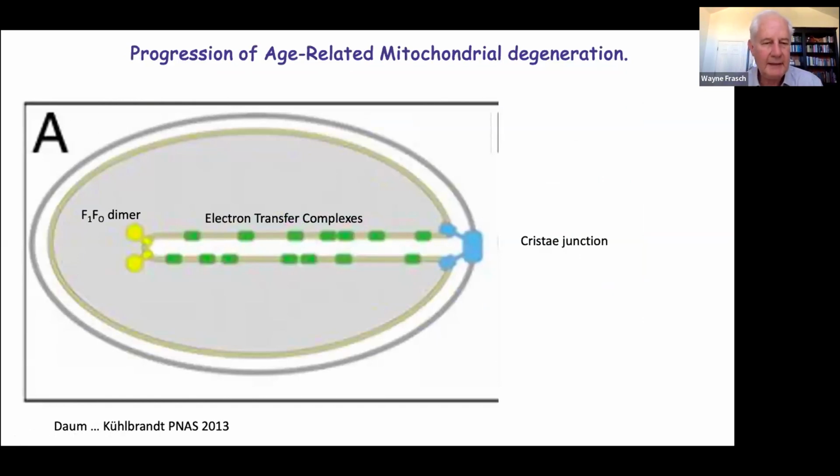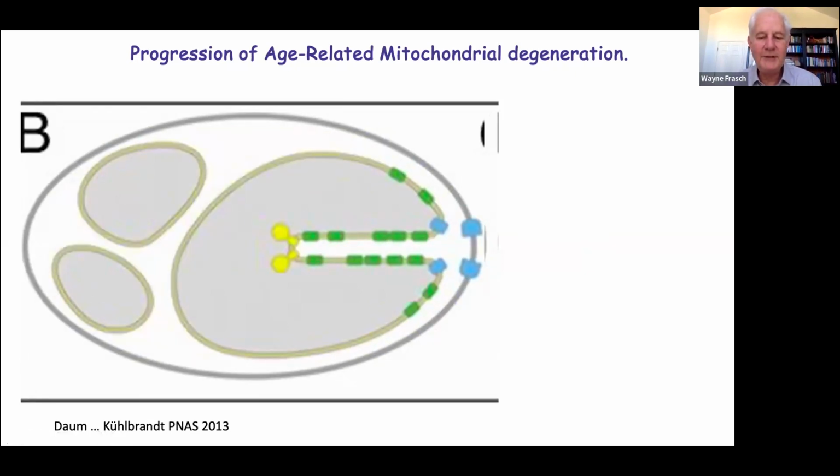So this is an animation of what we think is going on here, that in your healthy young mitochondria, you have nicely formed cristae, where you have your dimers that are at the very end forming this curvature. At this end, you have proteins that are forming a cristae junction that are allowing this to be a separate aqueous space from this space. And that allows the formation of a proton gradient and a membrane potential that is produced by the electron transfer complexes that fill in along the length here.